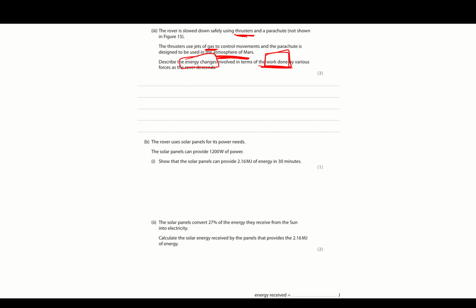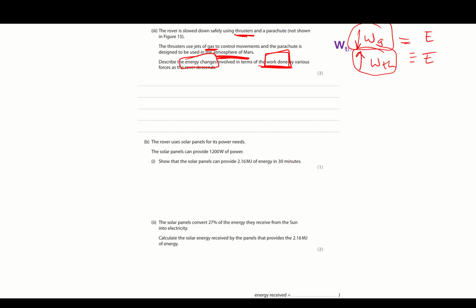So if we talk about what work's needed, well, we've got work being done by gravity to pull it down, and that needs to be overcome by work from, say, the parachute, and I'm going to say the thrusters. And then we can just use this to formulate our answer. So work is being done by gravity to pull it down, and then work is being done by the thrusters. And as we know, work is equivalent to energy.